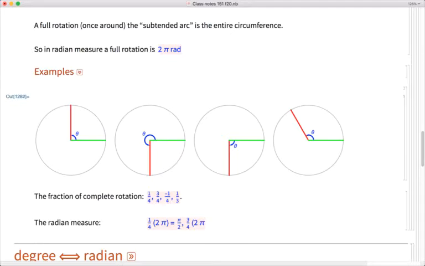I think this cancels down to 3/2. It's funny to write it that way. 3 pi over 2.